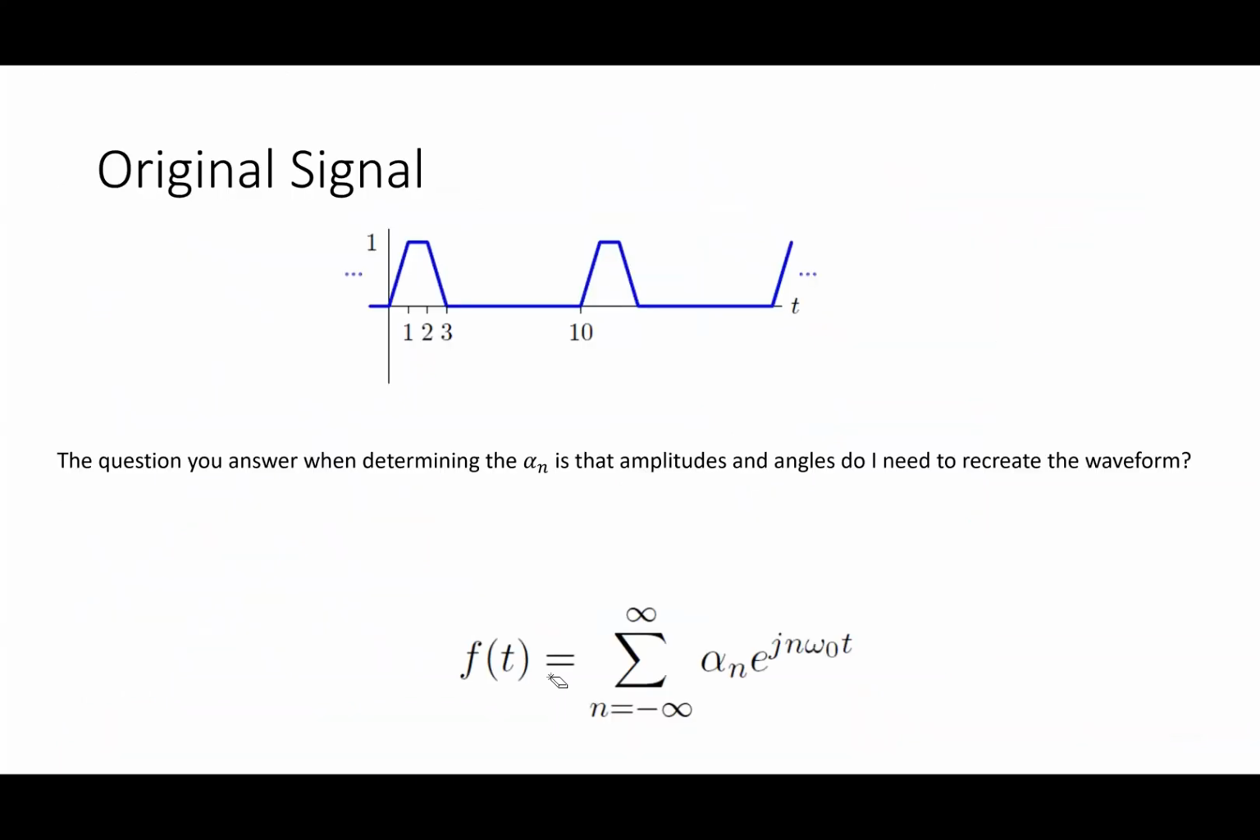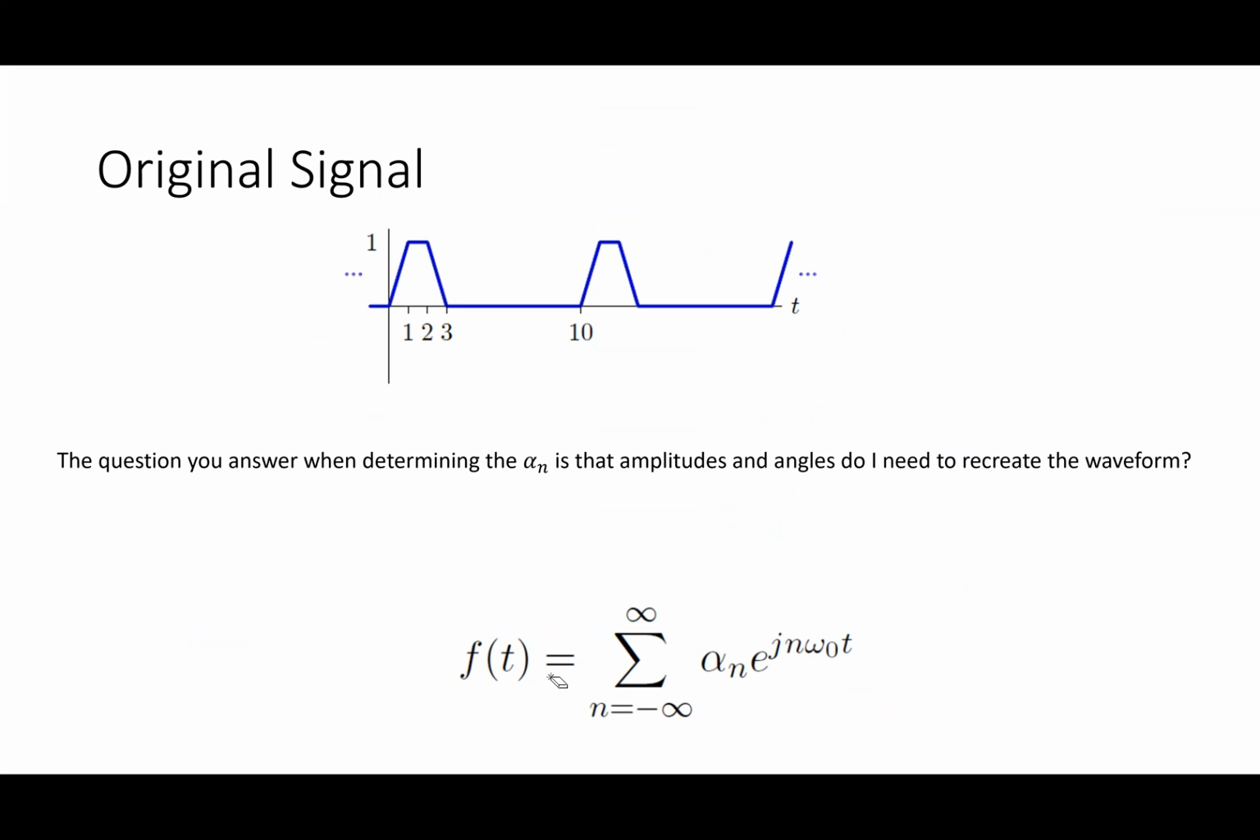All right. So back to this original signal I started with at the very beginning. The question you're answering when you get the alpha n values is you're trying to figure out what amplitudes and angles do I need to recreate this waveform. So you know that this has cosines and sines in it. You're trying to figure out the amplitudes of each of those cosines and sines.